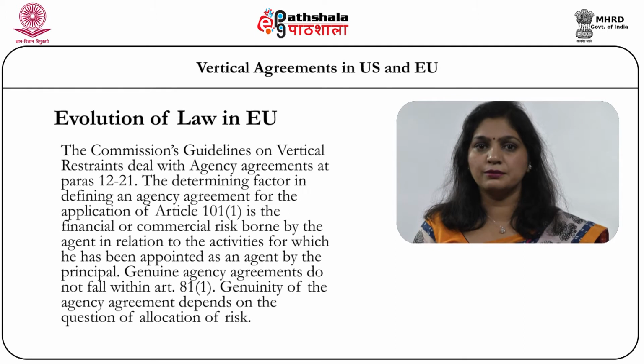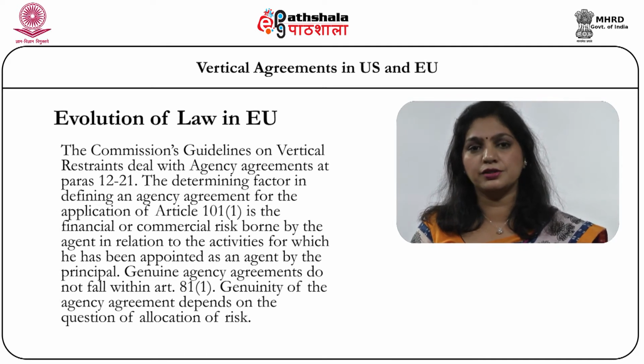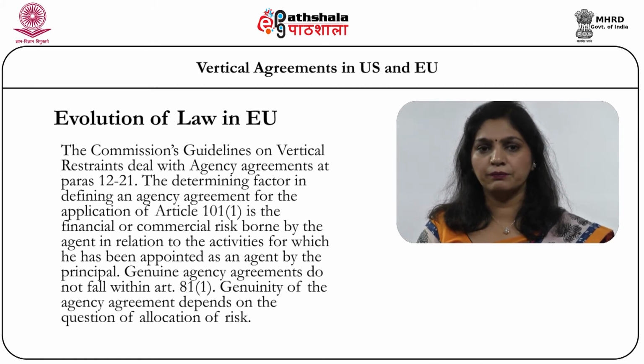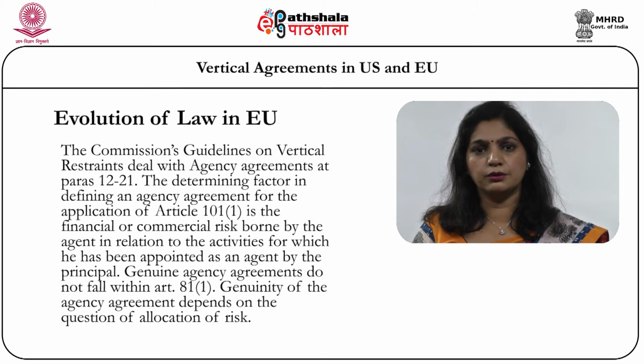The Commission's guidelines on vertical restraints deal with agency agreements at paras 12 to 21. Here, the determining factor in defining an agency agreement for the application of Article 101, subsection 1 is the financial or commercial risk borne by the agent in relation to the activities for which he has been appointed as an agent by the principal. Genuine agency agreements do not fall within Article 81, subsection 1. Genuineness of the agency agreement depends on the question of allocation of risk.